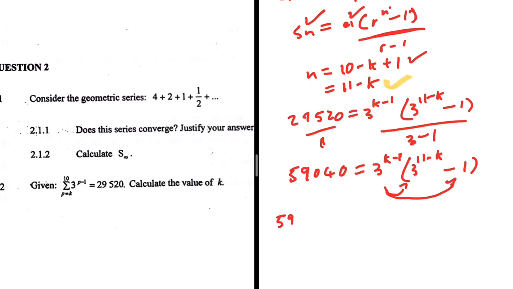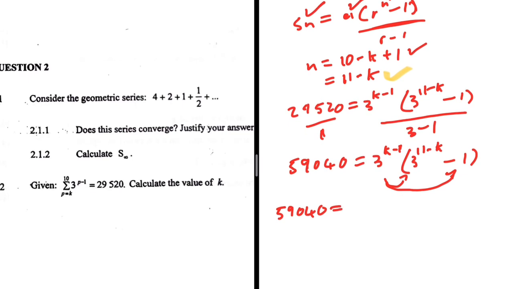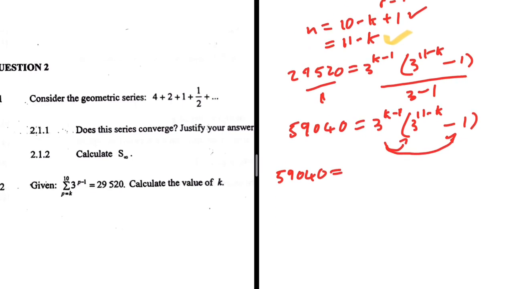59,040 will be equal to... if we multiply numbers of the same base, we add the exponents. Let's just add it on the side: k minus 1 plus 11 minus k. K minus k is 0, and minus 1 plus 11 is 10. So we actually have 3 to the power 10 minus 3^(k minus 1). Let's take 3 to the power 10 to the left hand side. We're going to have 59,040 minus 3 to the power 10 being equal to minus 3^(k minus 1).